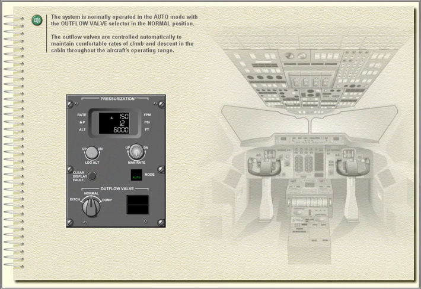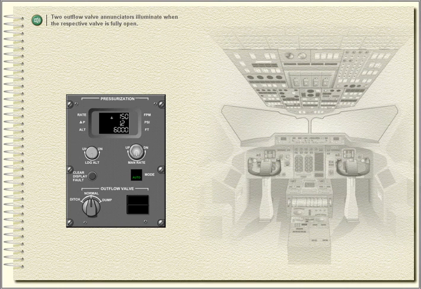The system is normally operated in the Auto mode, with the outflow valve selector in the normal position. The outflow valves are controlled automatically to maintain comfortable rates of climb and descent in the cabin throughout the aircraft's operating range. Two outflow valve annunciators illuminate when the respective valve is fully open.